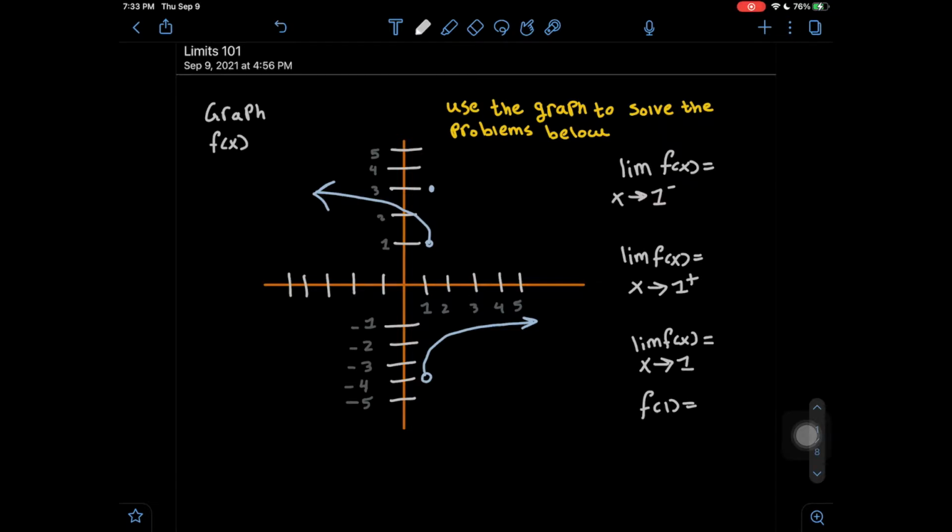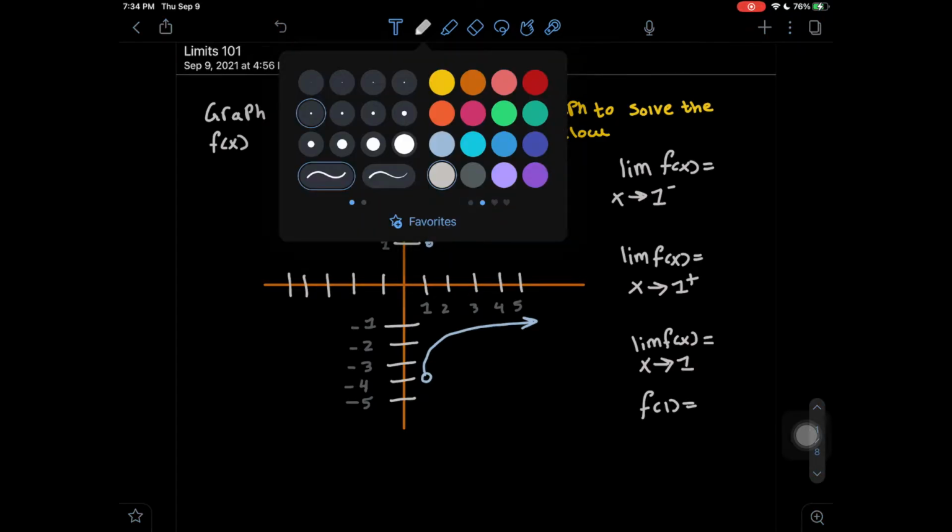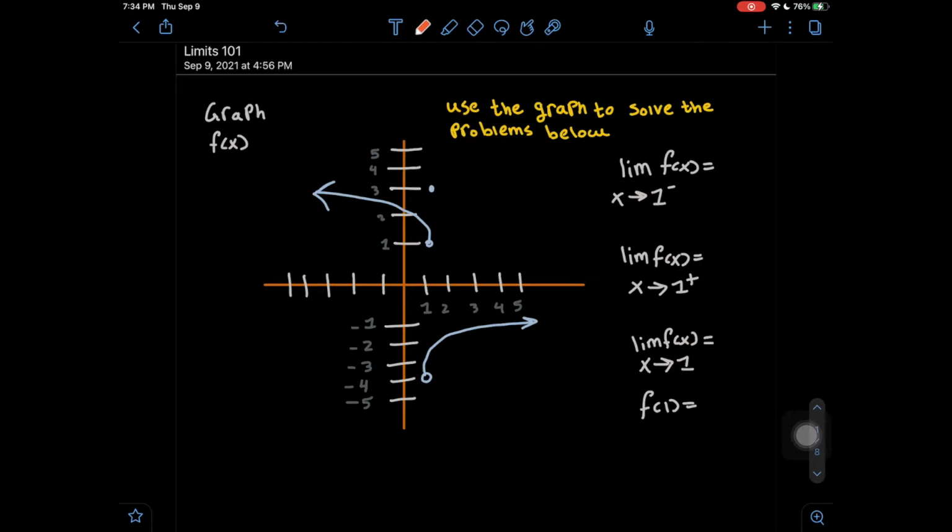Here we have a graph and we have some questions off to the side. It says to use the graph to solve the problems below. So we have the graph of f of x, which is right here, and now we're going to answer these questions. Let's go ahead and answer it in orange. The first question asks us to find the limit of f of x as x approaches 1, and this negative sign just means from the left. So let's go ahead and do that.